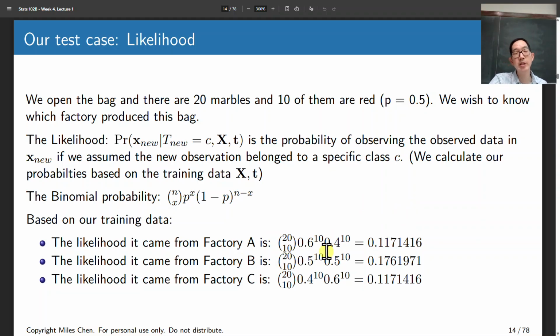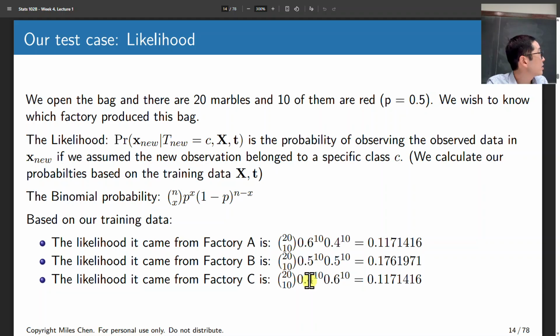We do the same for factory B. In factory B, the filling proportion is 50% red and 50% blue. So we do 20 choose 10, 0.5, probability of red, 0.5 raised to 10 because we have 10 red marbles. Probability of blue is 0.5 raised to the 10 because we have 10 blue marbles, okay? And then we also ask what's the probability of getting factory C. Likelihood for factory C is 20 choose 10.